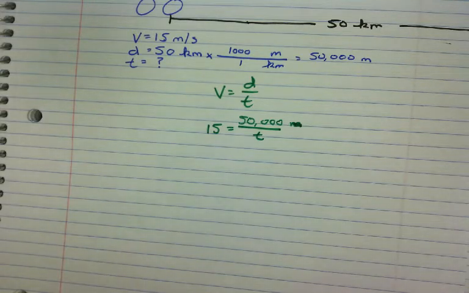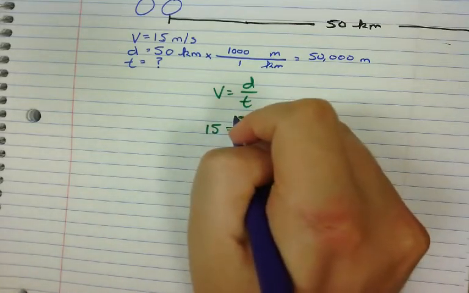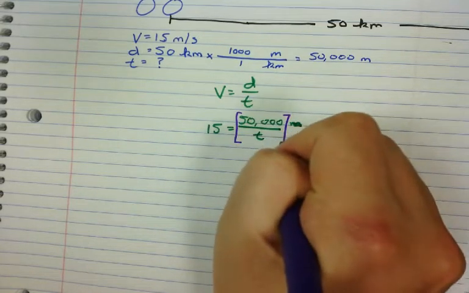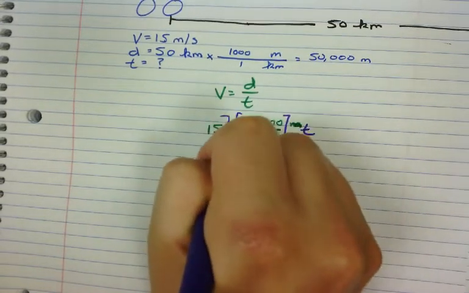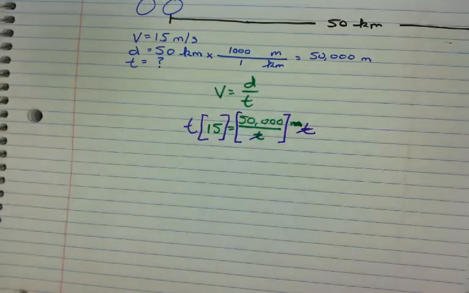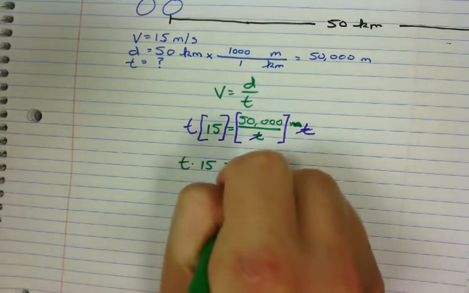So now I've done the plug and chug step, and I need to solve it. This is an algebra problem, so you should know how to do this. But just to be clear, the way that I'm going to solve this algebra problem is I've got to get the t by itself. Remember when you've got a fraction, the way that you solve this algebraically is you always want to multiply by the thing that's on the bottom of the fraction. And you're going to multiply that on both sides of the equation. So if I multiply both sides of the equation by t, then my t's are going to cancel out, and I'm going to be left with, on this side, t times 15 equals 50,000.